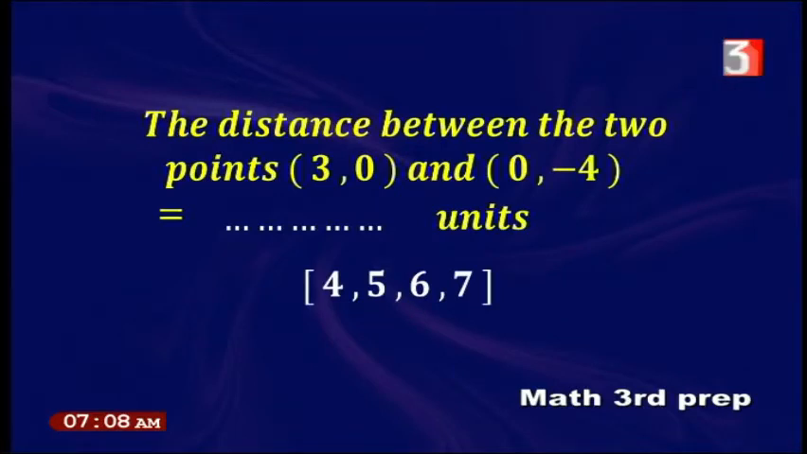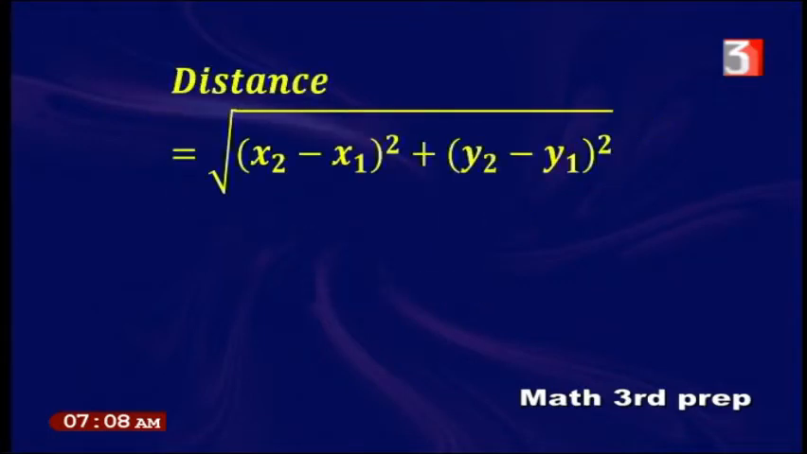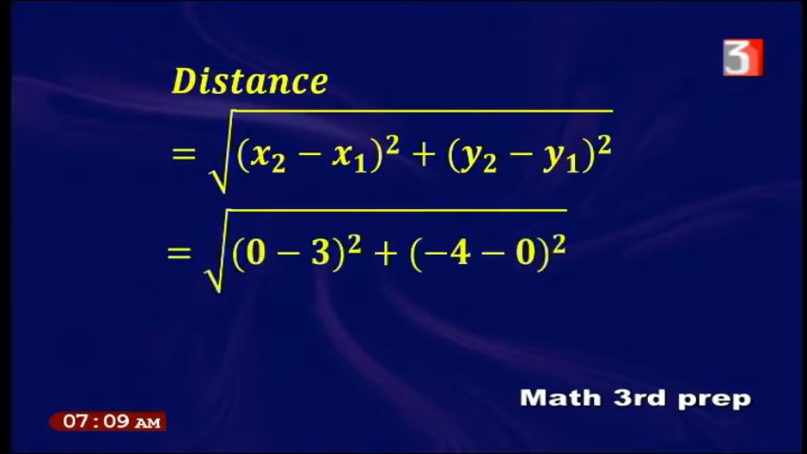Do you remember what is the distance between the 2 points? Its rule says distance equals the square root of (x2 minus x1) to the power of 2 plus (y2 minus y1) all to the power of 2. By substituting for the 2 points (3, 0) and (0, negative 4), it is the square root of (0 minus 3) all to the power of 2 plus (negative 4 minus 0) all to the power of 2.